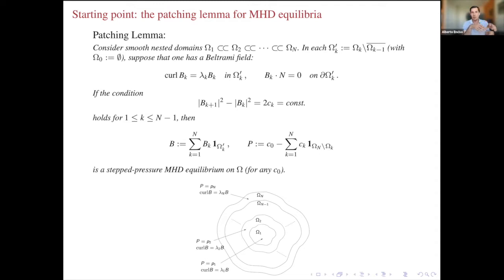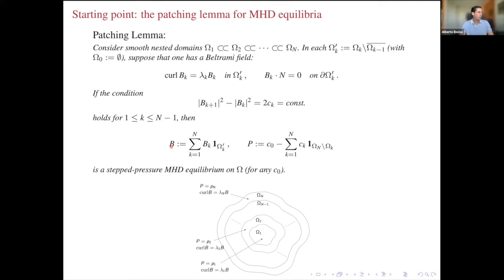Suppose that we have a Beltrami field B1 in the first domain and another Beltrami field B2 in omega 2 minus omega 1, so in the gap between those two domains. And suppose that the Beltrami fields are tangent to the separating surfaces. Then what we prove is that if we take the difference between the squared pointwise norms of the Beltrami fields, and that difference is constant on the common separating surface, which is a torus, then we can construct an equilibrium. And the way we do it is just by piecing them together.